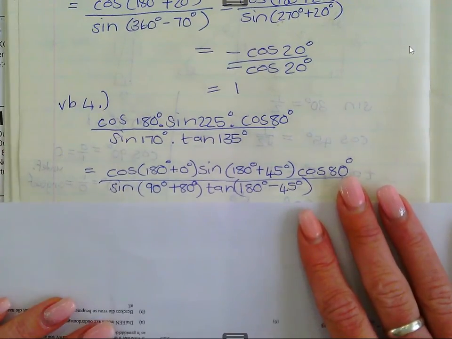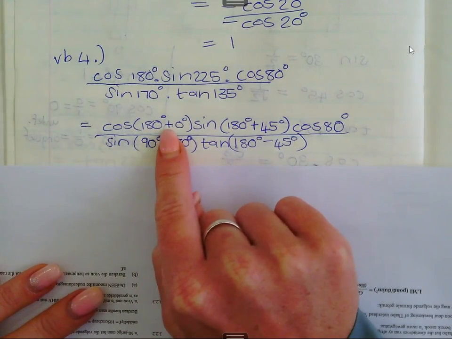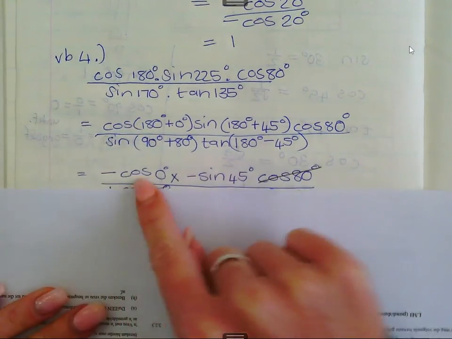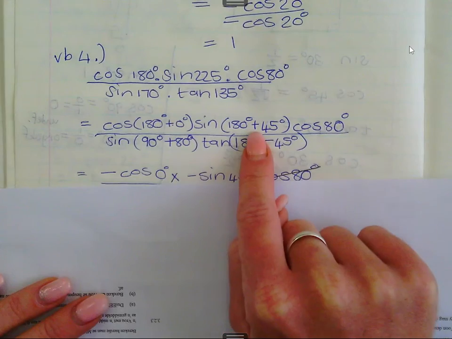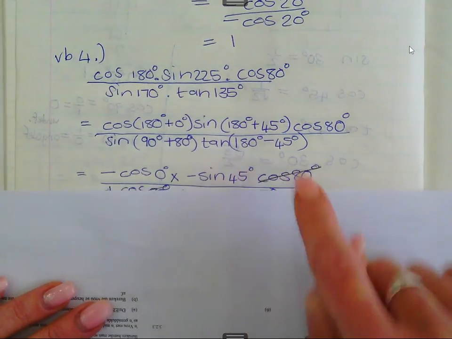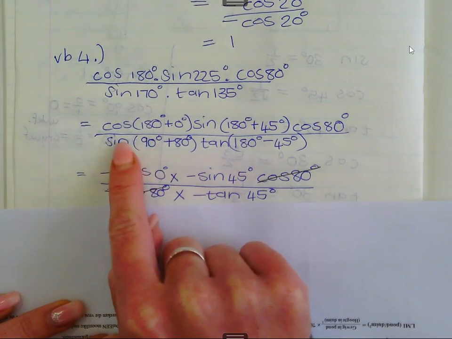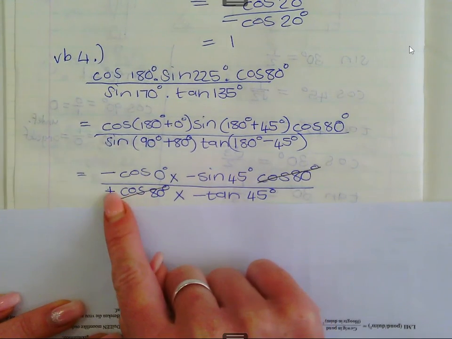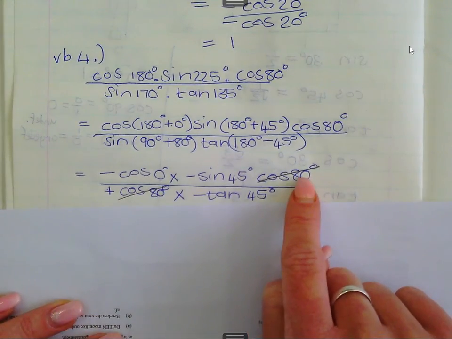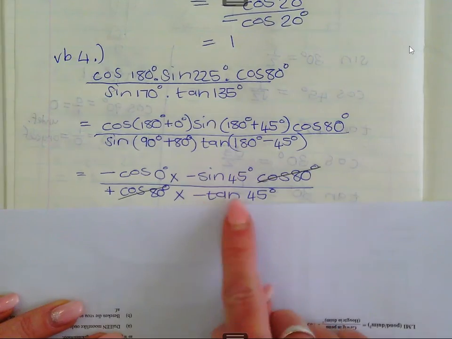Okay. Can I go on to the next step? Right. So 180 plus, whether I said plus or minus, it would both be negative, no? So it's negative cos 0. Then this one is third quadrant times negative sin 45. Then it was cos 80. At the bottom, second quadrant, sin changes to cos, is positive, and then 80. And do you see how they look the same now? That one is in the second quadrant, so it's times negative tan 45.